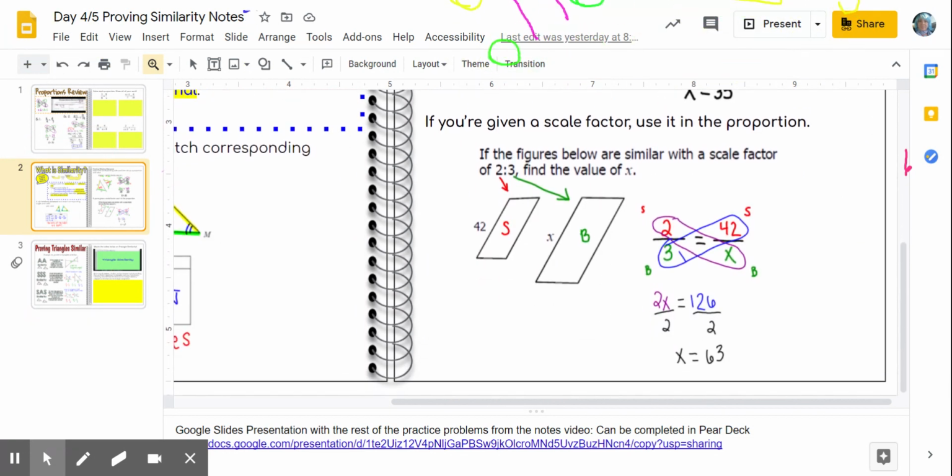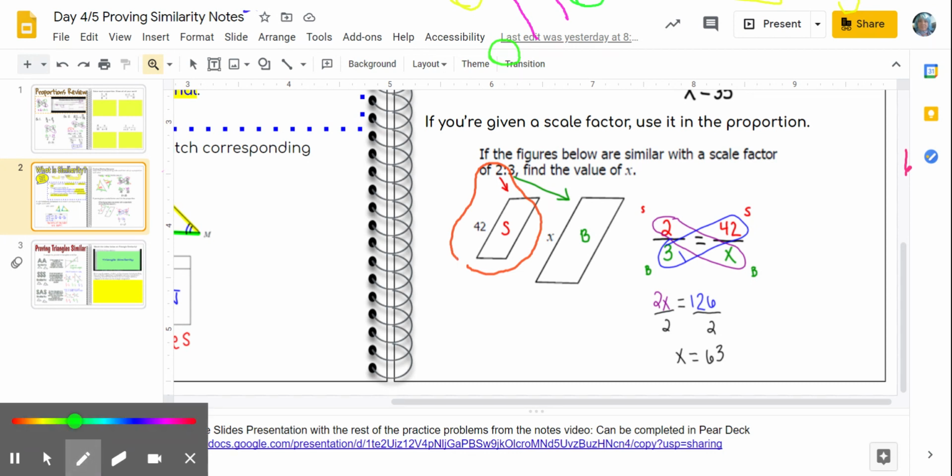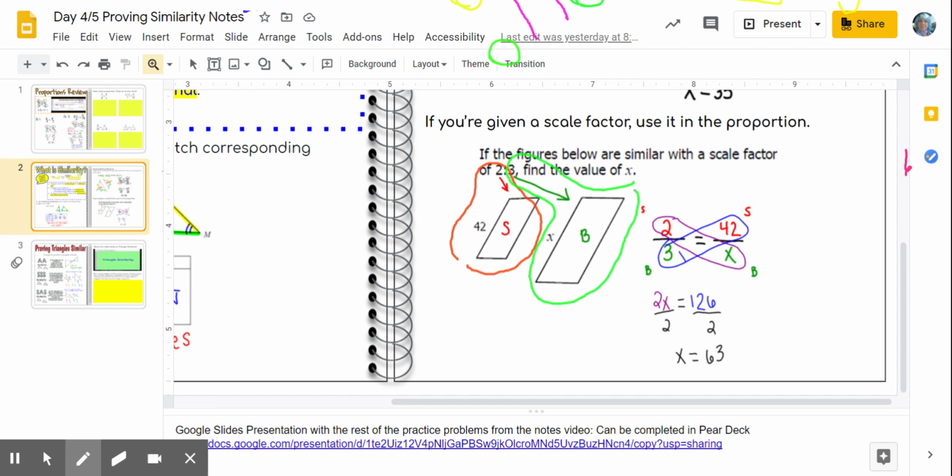So here, same thing. If two figures are similar and we have a scale factor, right? You just put the scale factor into the proportion. So 2 to 3 becomes 2 over 3, 2/3. We put the 2 with the small thing. So the 2 goes with the smaller number, the smaller shape, and the 3 goes with the bigger number, the bigger shape. And then we cross multiply. 3 times 42 is 126, and 2 times x is 2x, and then we solve.